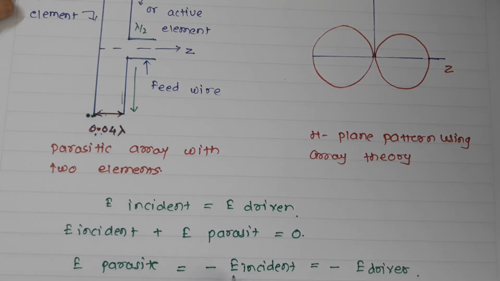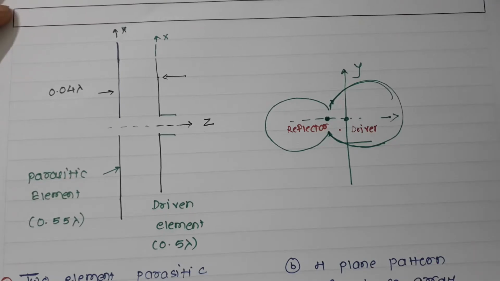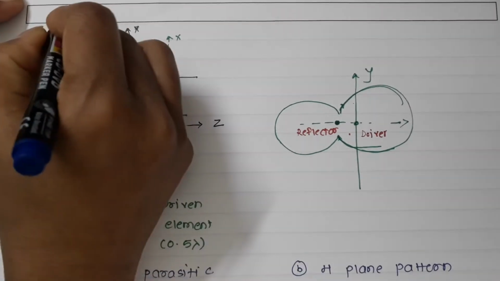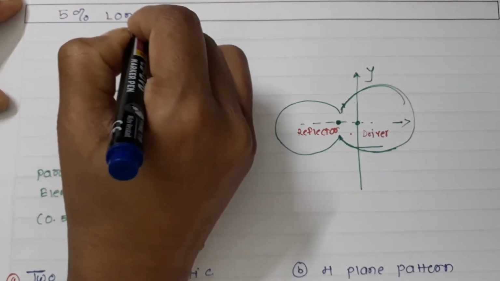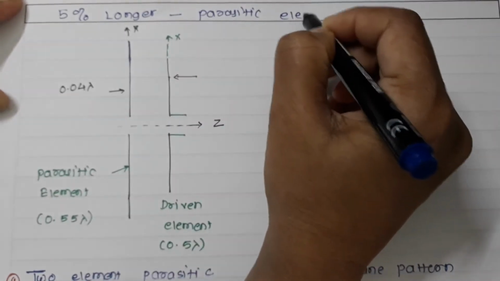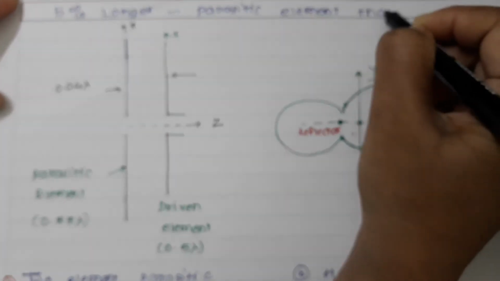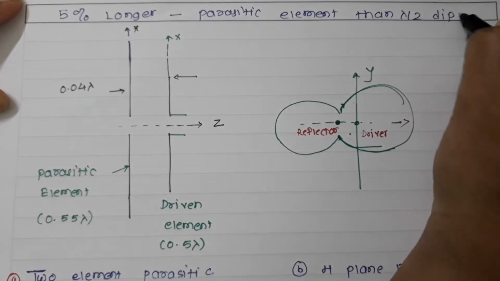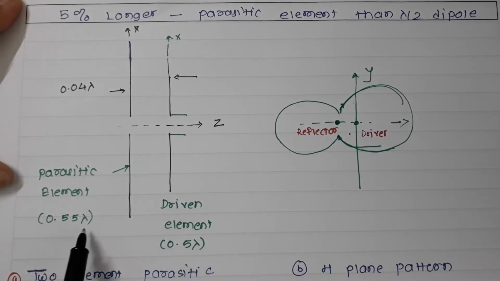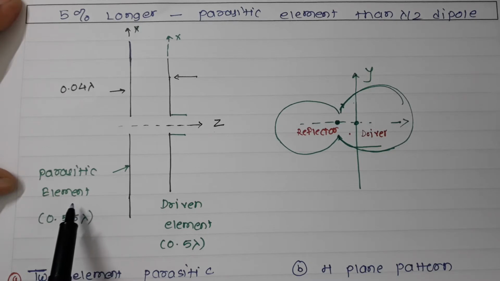Thus the array shown in this figure consists of two closely spaced elements of equal amplitude but opposite phase. From array theory, the radiation pattern must be a dual end fire pattern. Now let us increase the length of the parasitic element. The length of the parasitic element is made 5% longer than the lambda by 2 dipole. Here the driven element is 0.5 lambda, and I have made the parasitic element 0.55 lambda, so that it is inductive.